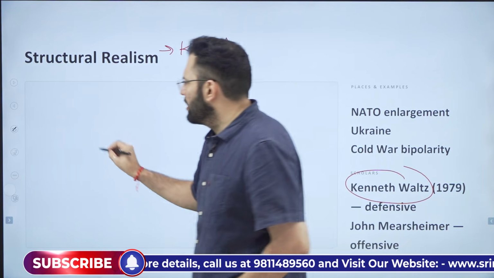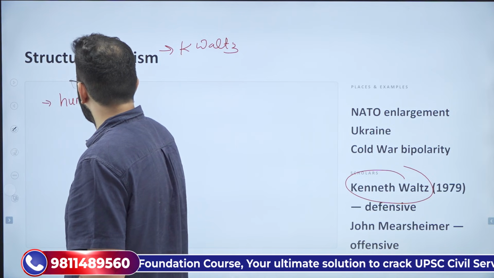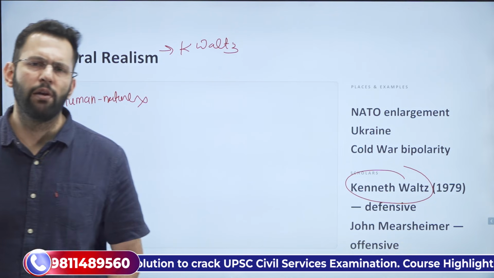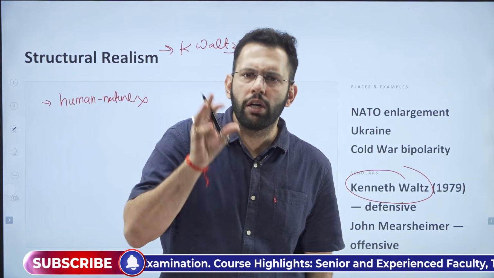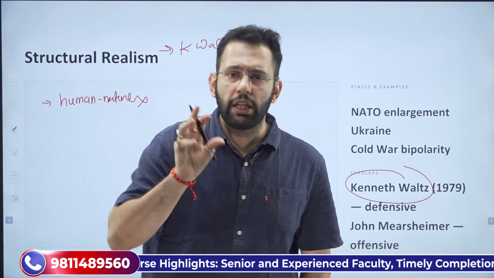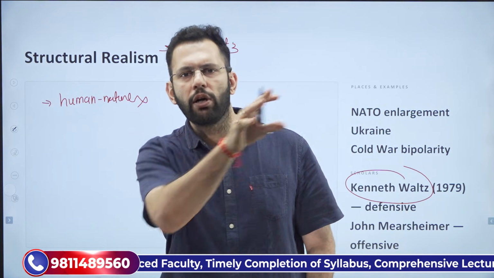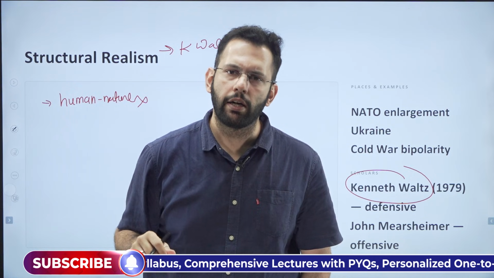They say that it is not the human nature. They shun out the human nature altogether. They say that human nature is not responsible for the state to determine the action. One person's decision will not drive the country to go for a war. If I am the head of a country, my decision, or my human nature, will not determine that I will go for a conflict with another country.